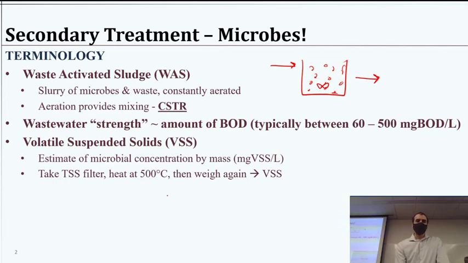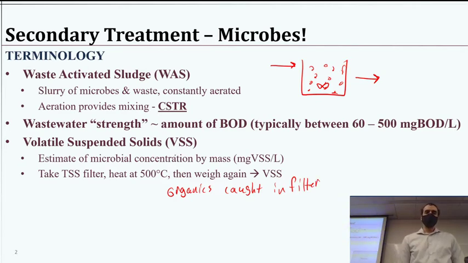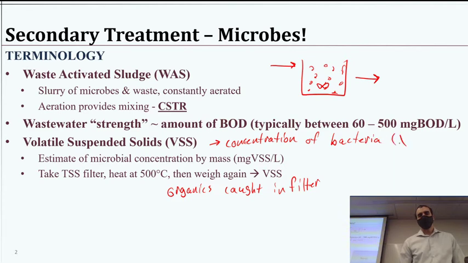So this is basically getting all of the organics that are caught in the filter and giving us a mass measurement of that. This is going to be our term to estimate the concentration of bacteria, and we're going to use X as the term for that. Okay, so now we have two terms: a term for the amount of food that's there, and a term for the amount of bacteria that are there to eat the food.